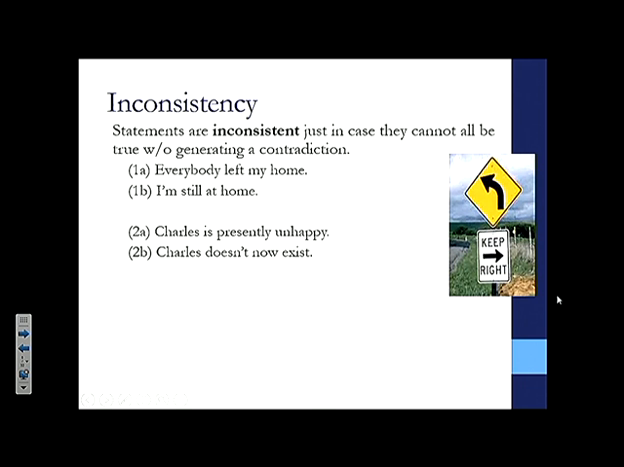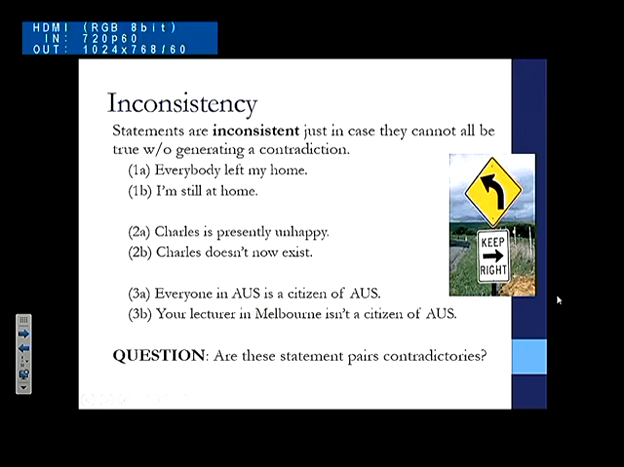All right, here's another example. Charles is presently unhappy. Charles doesn't now exist. These aren't contradictories because they're not of the form P and not P, but they imply a contradiction. Because in order for Charles to presently be unhappy, Charles has to presently be. He has to exist. And it can't both be the case that Charles exists and it's false that he now exists. That's a contradiction.